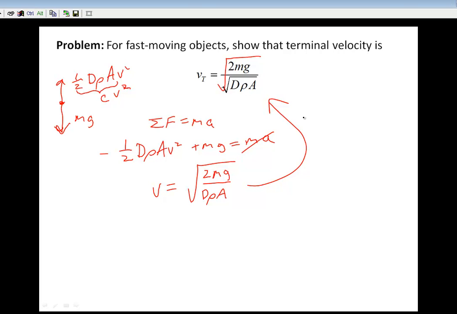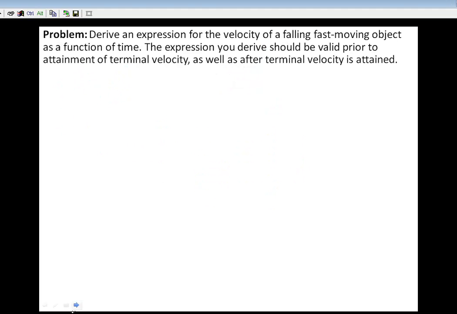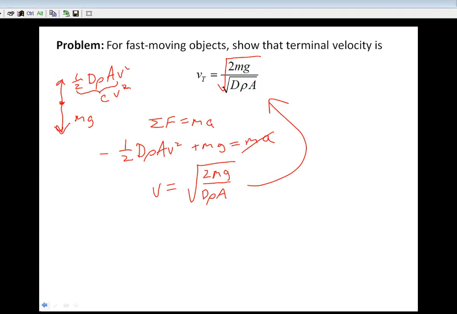If they give it to you as C, that's fine. Whatever constants they give you, stick with that. And everyone agreed, this was just a bonus problem here. This next thing, we're just going to ignore. That would be solving the differential equation for the fast-moving case, for the v squared.